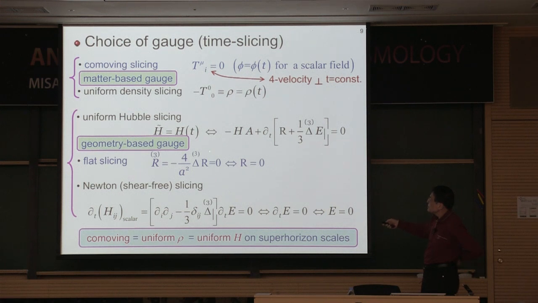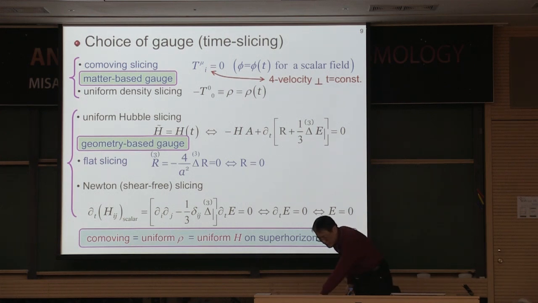at the leading order of approximation, if you talk about large scale fluctuations, I can come back to this later. But this comoving gauge slicing is actually very close to uniform density slicing. And as you could imagine from the Friedmann equation, if you have a uniform density, you would have a uniform Hubble expansion. So these three are essentially equal on very large scales, where the spatial fluctuations have large wavelengths.